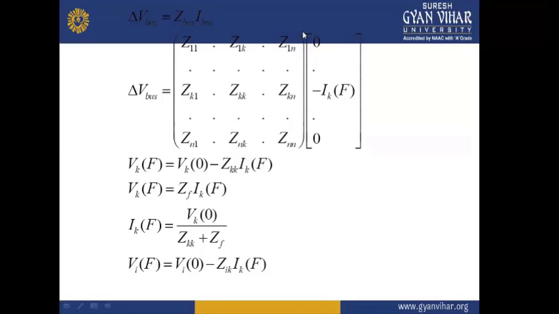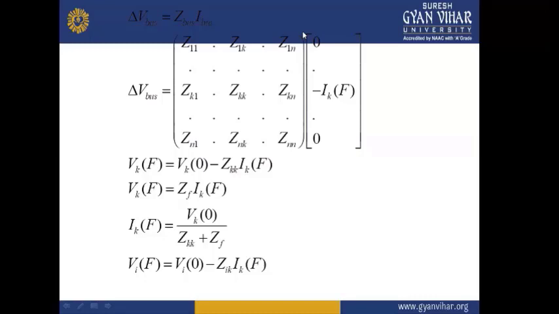So when we substitute these values, we will find that the fault current will be 0 for all the buses except for bus number K, because the fault has occurred only at bus number K. So the current will exist only at the bus K. The fault current for all the other buses except the bus K will be 0.